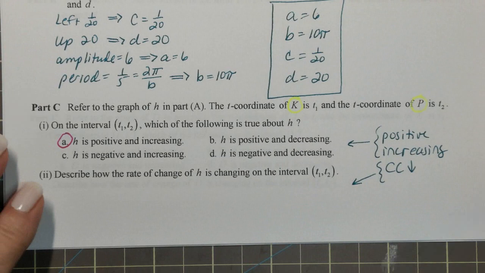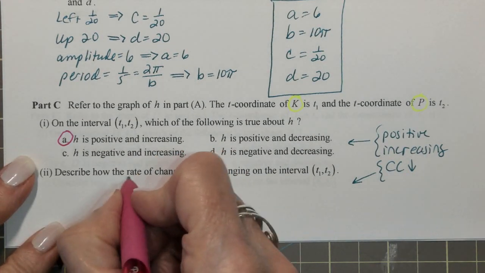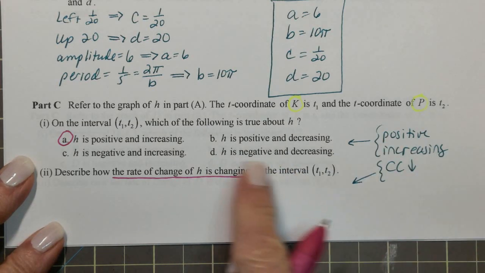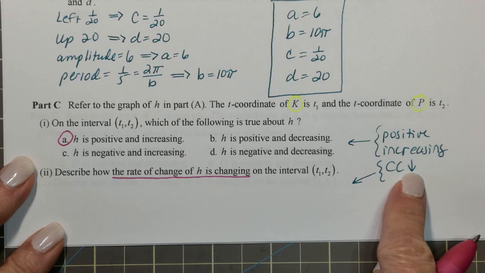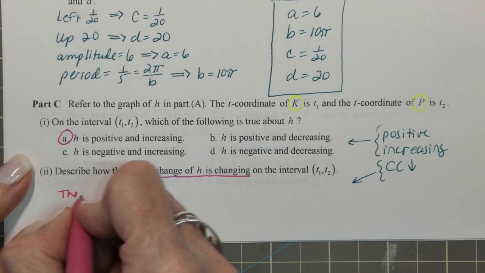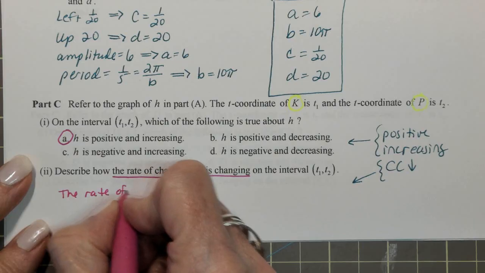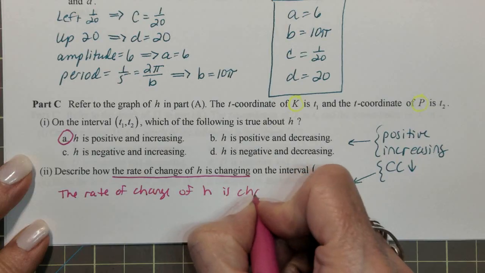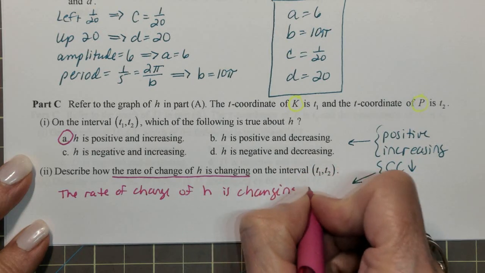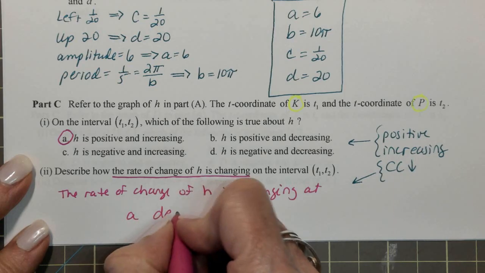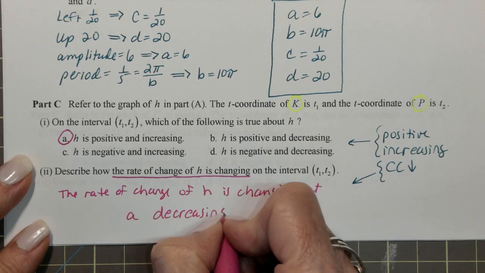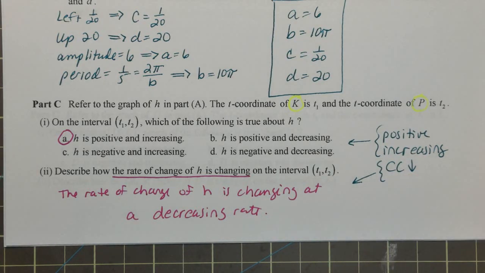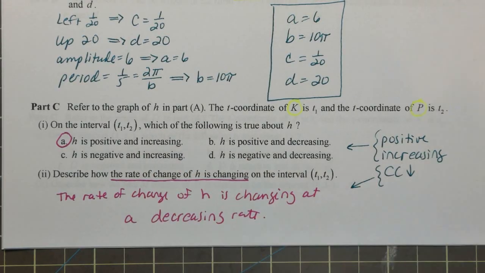And for part 2 here, we want to write the rate of change of H is changing at a decreasing rate, since that part of the curve is concave down. So like I said, part C to me is the easiest of everything.